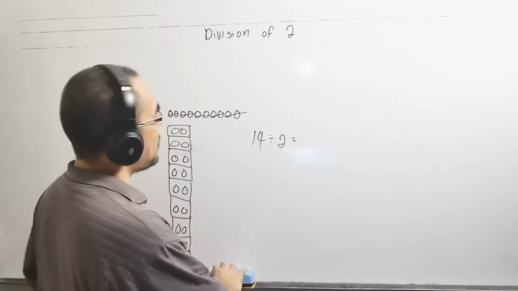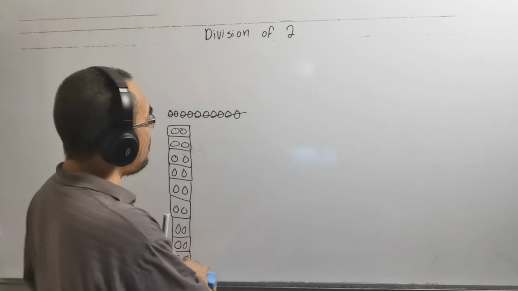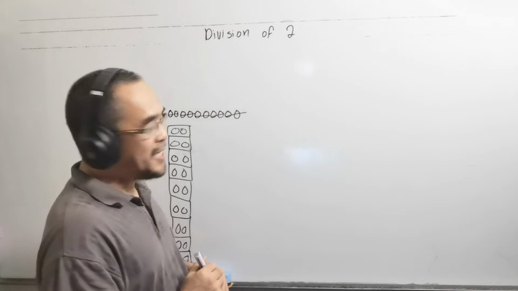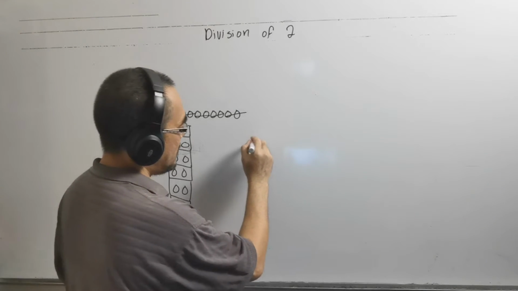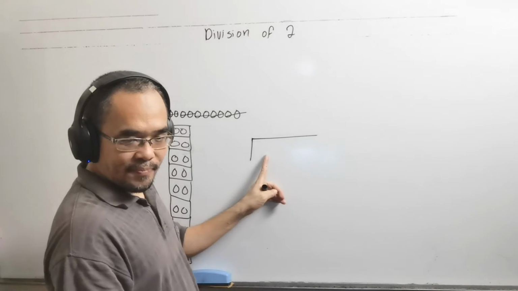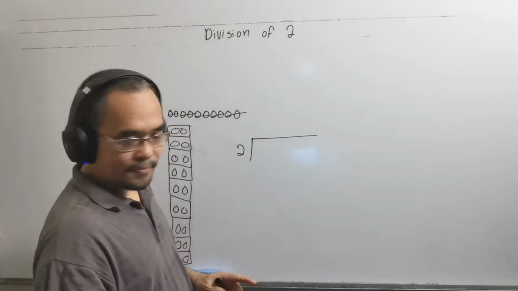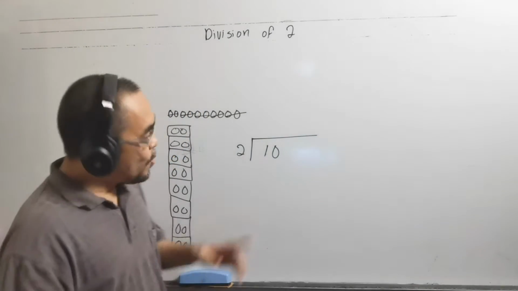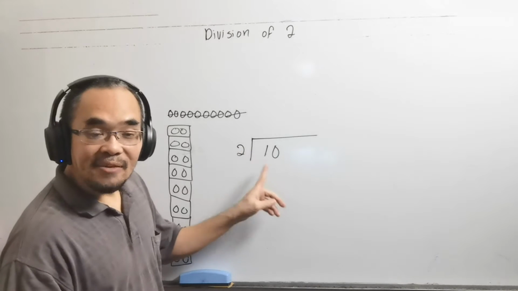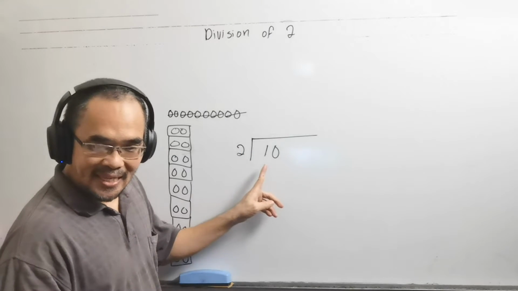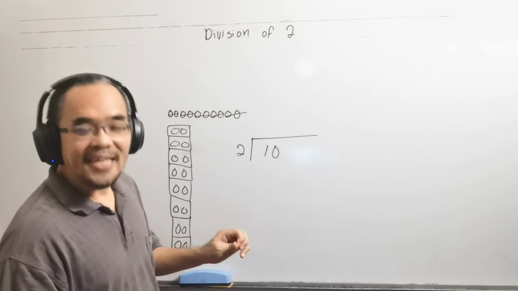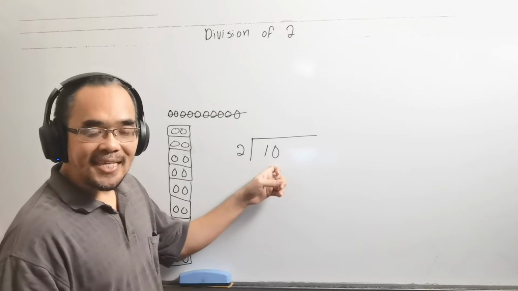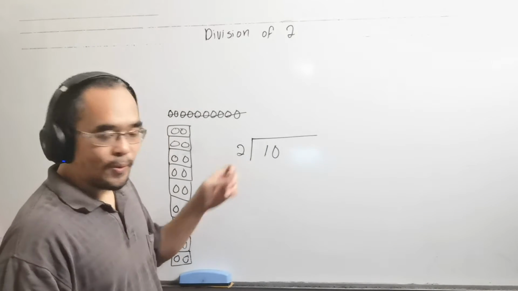Okay? So we have bigger numbers now. So usually when we do division, we write down like this. Look at here. 2 is outside. And then inside the bracket is this number. Okay. How do you read this? 10 divided by 2. Yes, it's okay. You already know the concept. Now, tell me what is the answer?